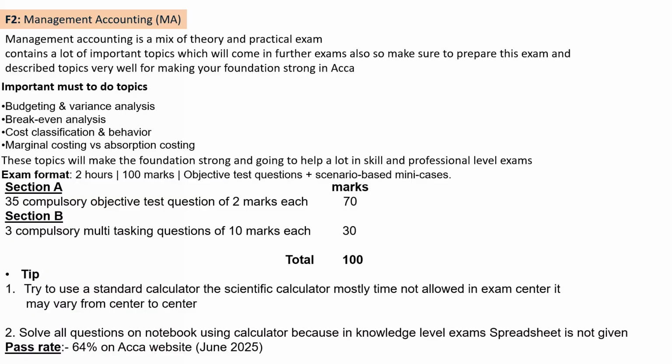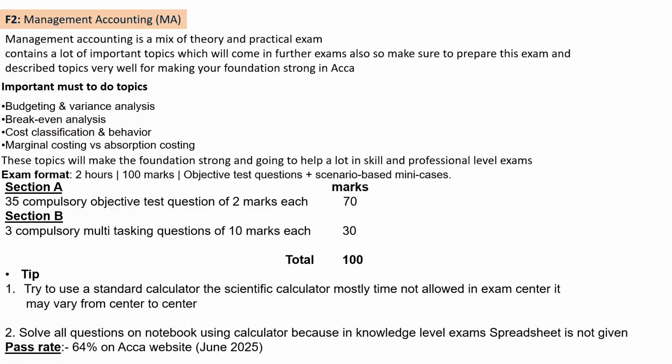Now, the tip for the management accounting paper: try to use a standard calculator. A scientific calculator is mostly not allowed in the exam center, but it can vary from center to center. When I took the exam, they didn't allow me a scientific calculator. They said only a physical standard calculator is allowed. So you can test this at your exam center and see whether they allow it or not.